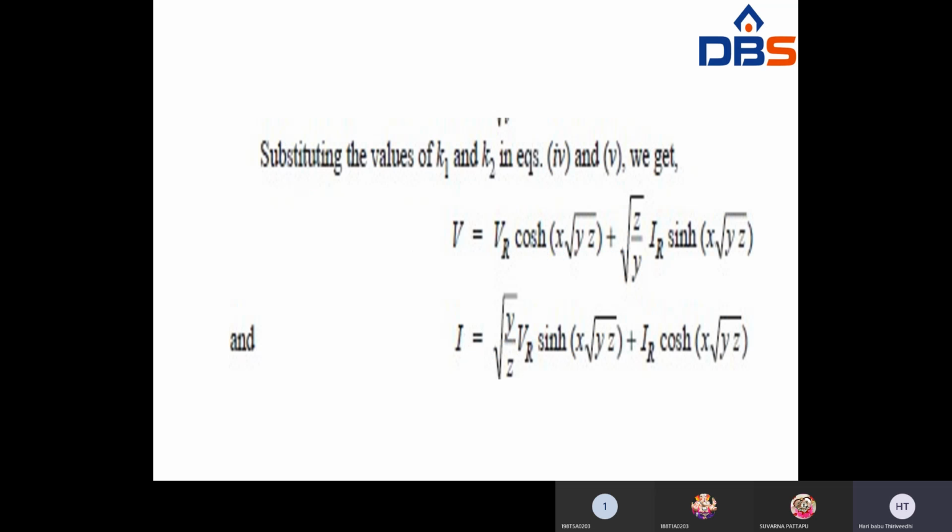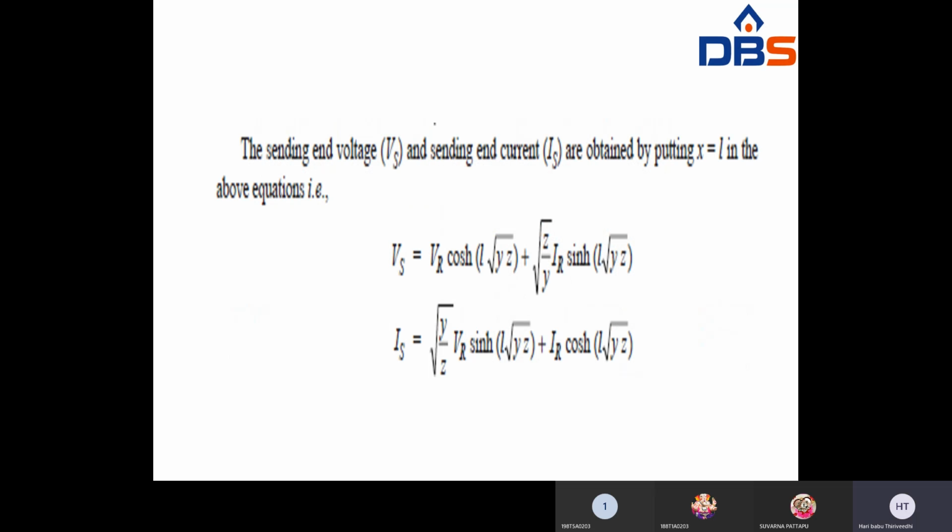Now, to find the regulation, we need to know the sending end voltage and receiving end voltage. What is the definition of regulation? It is the difference between the sending end voltage minus the receiving end voltage, divided by the receiving end voltage, into 100, right? So first of all, I find out the sending end voltage and sending end current. For that, putting x equal to L in the above equations.